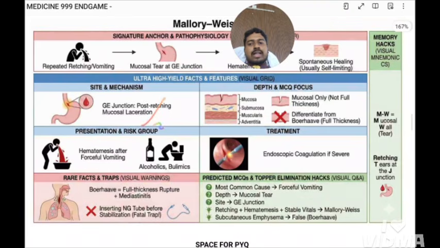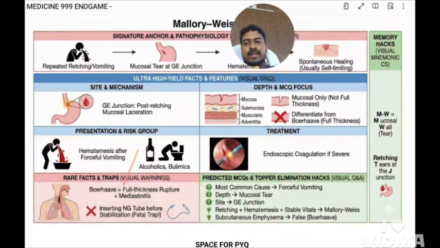So hematemesis, painful hematemesis after repeated bouts of vomiting, should make you think of Mallory-Weiss tears. So there will be mucosal laceration, most commonly seen in alcoholics and bulimics, in anorexia nervosa and also in bulimia. You will see the patient will take more food, and then they will vomit it out, as a result of which there will be repeated vomiting and mucosal tear at the gastroesophageal junction. So we'll have to differentiate it from Boerhaave syndrome, where there will be a full thickness tear. Here there will be only mucosal.